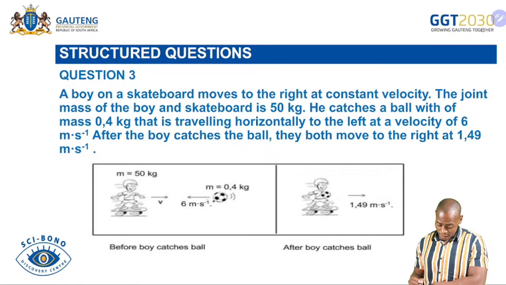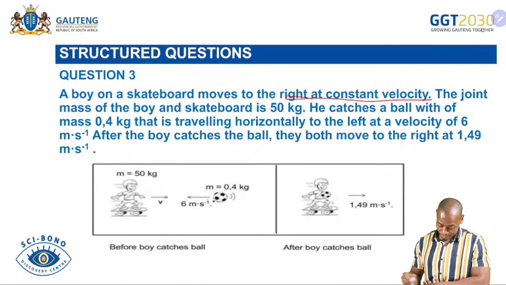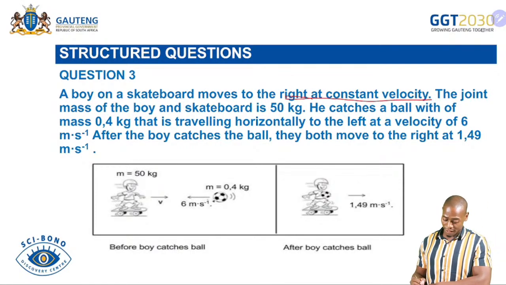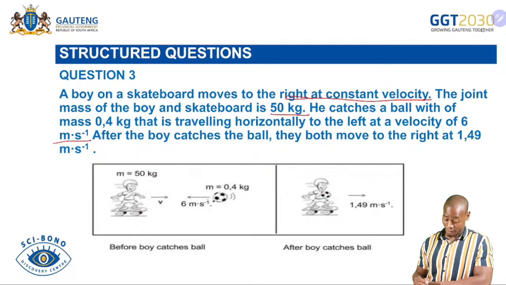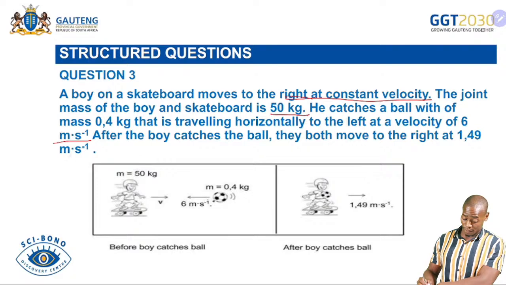Okay, then this one is another structured question. A boy on a skateboard moves to the right at a constant velocity. We are not given that velocity. The joint mass of the boy and the skateboard is 50 kilograms. He catches a ball of mass 0.4 kilograms that is traveling horizontally to the left with a velocity of 6 meters per second. After the boy catches the ball, they both move to the right at 1.49 meters per second.